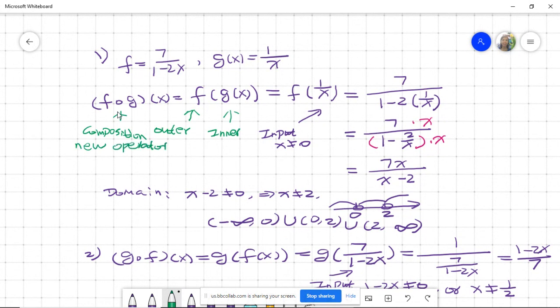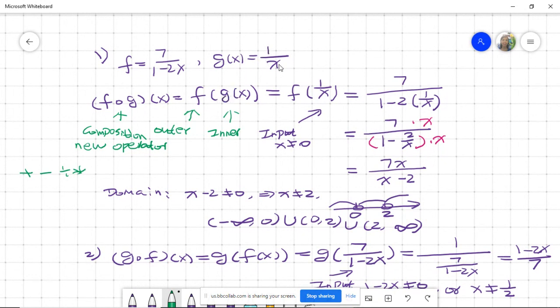So what's an operator? Operators are just like addition, subtraction, multiplication, division, right? These are all operators, and this is a new one, which is only applied to functions. So f is called the outer, g of x is called the inner. We work inside out, so we plug g of x in first.